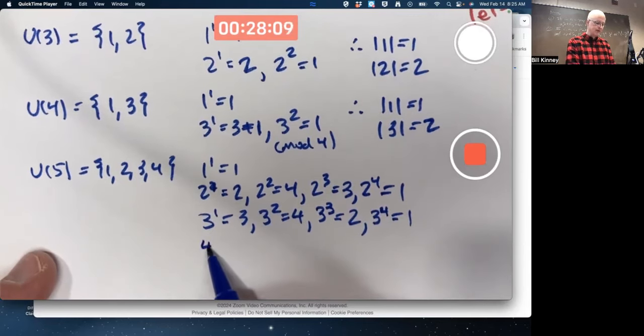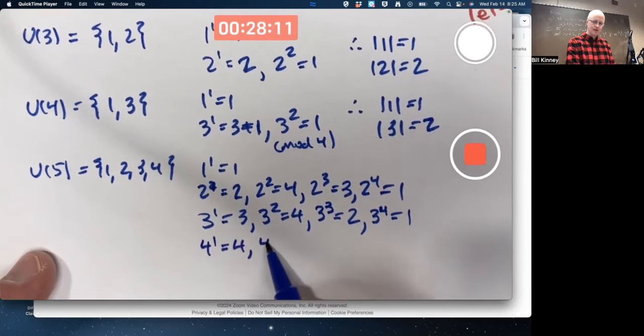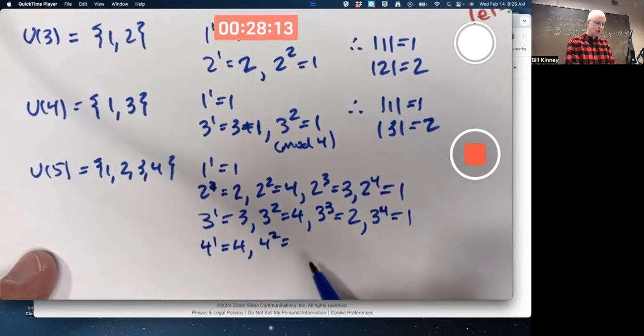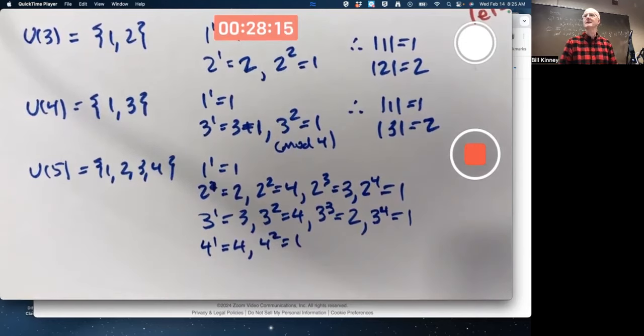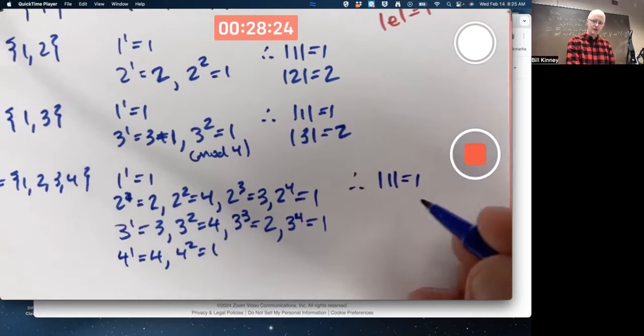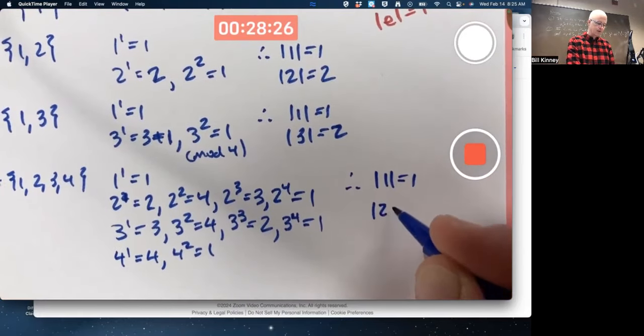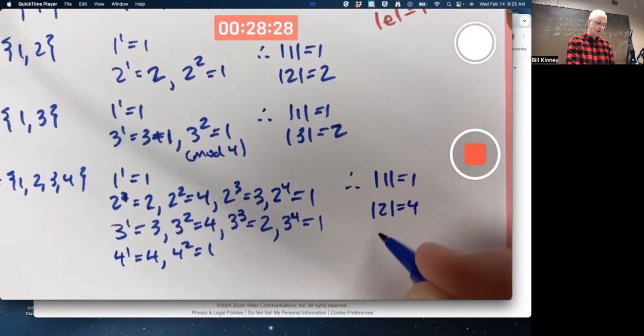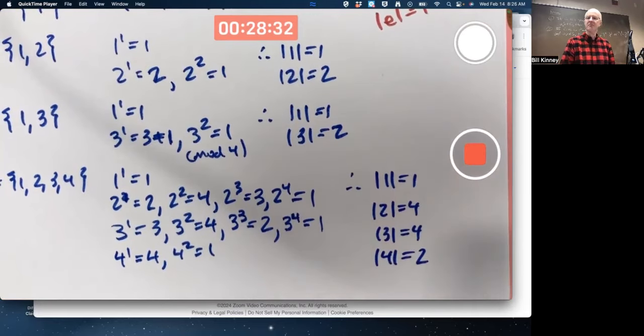How about the order of 4? It's not 1, but it is 2. 4 squared is 1 because 16 mod 5 is 1. Therefore, the order of 1 is 1. The order of 2 is 4. The order of 3 is 4. And the order of 4 is 2.